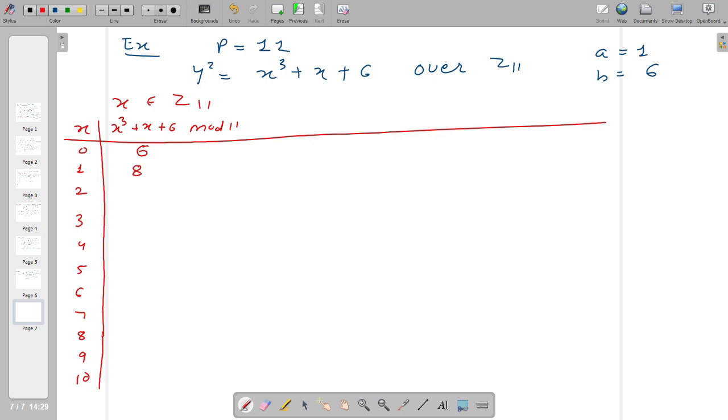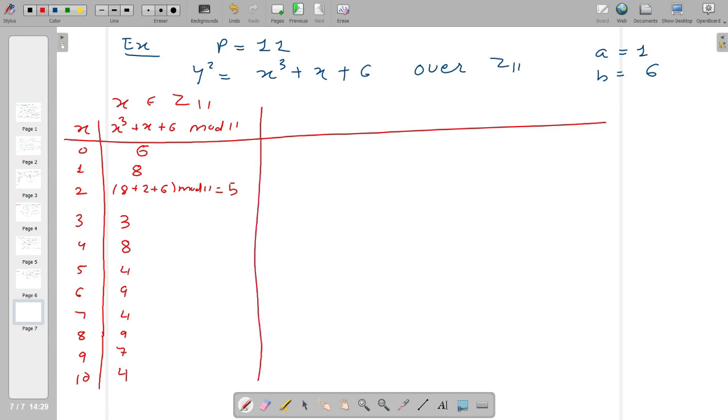In this way, now x cube 8 plus 2 plus 6 mod 11. So it is going to be 10, 16, and it is going to be 5. Similarly, we can calculate all the values of y. So it comes out to be 3, 8, 4, 9, again 4, then 9, 7, and 4. So this is x and y.